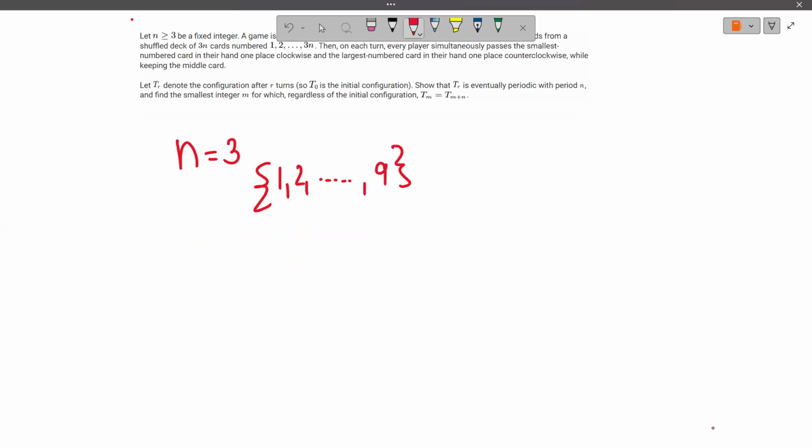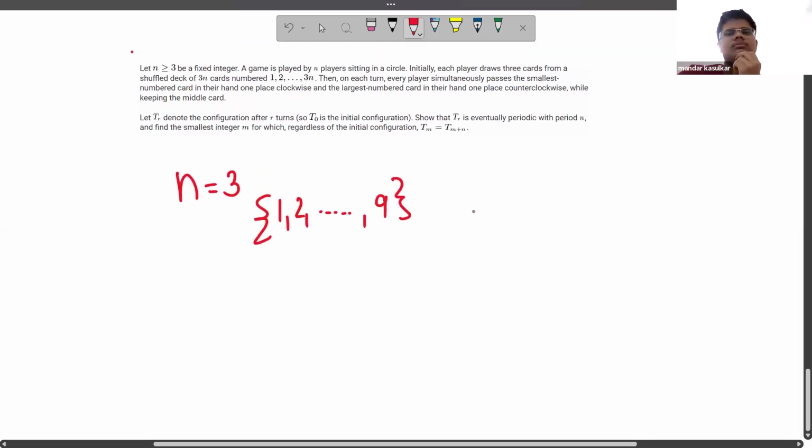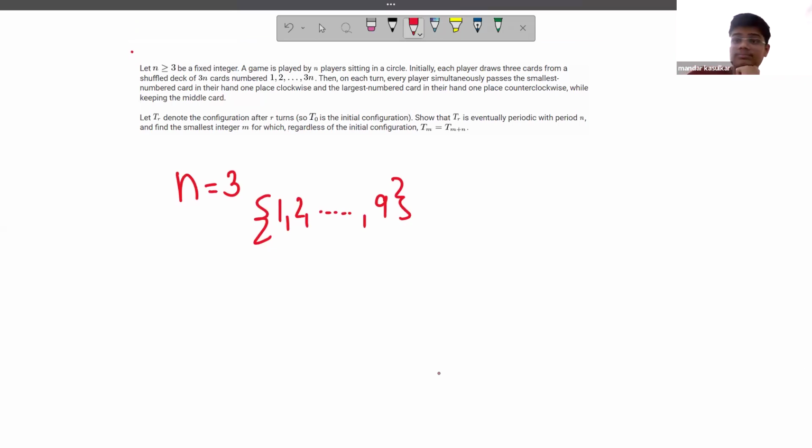Sure. Can you cross out the pen options? I can read the problem. Okay. Wait, so here they are referring to a configuration after some number of terms. So does the configuration mean that you take the order of all the pairs of cards that are taken by the individual people?